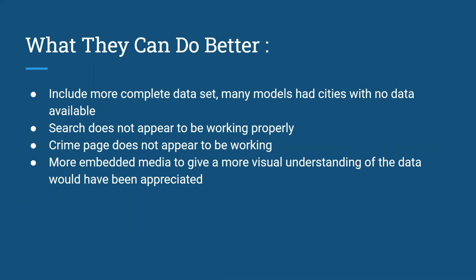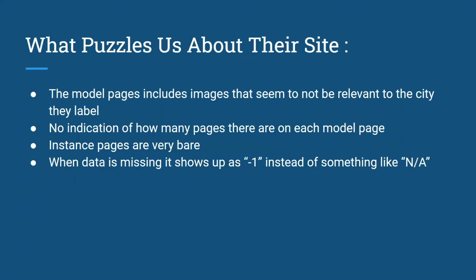Their site's search bar currently does not appear to be working, and their crime model does not appear to be working right now. And there are some things that puzzle us about the site. For example, the model pages have images that don't appear to have any relevance to the model, to the city being shown. There's no indication of how many pages there are in each model. The instance pages have no embedded media. And when data is missing, it shows up as -1 instead of something more user-friendly like not available or just not showing that data.